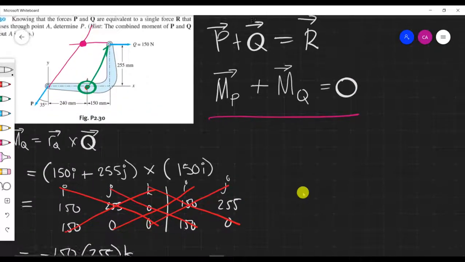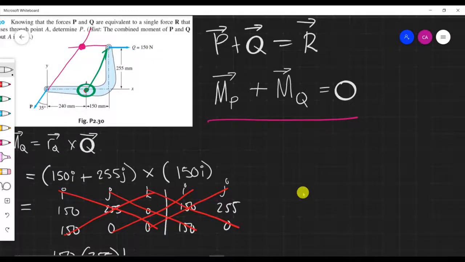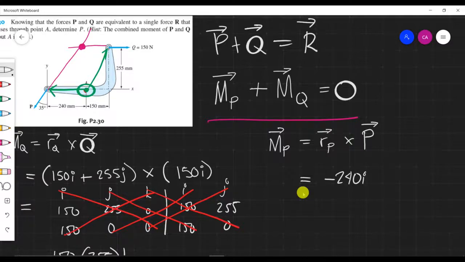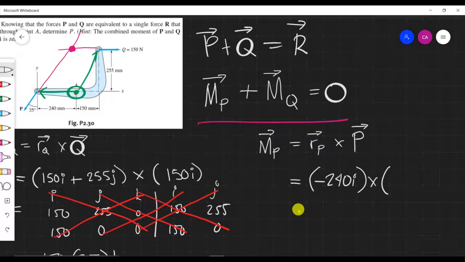MQ. MP na lang. Si MP, on the other hand, una, si MP ay may vector na RP cross P vector. Si RP ay may distance vector from A papunta dito sa P, meron siyang vector na pakaliwa. So, negative 240. Ay, umangat siya. Umangat ba? Hindi. So, yung P naman, pansin nyo, naka-vertical na yung angle niya, no? So, i-drawing nyo.